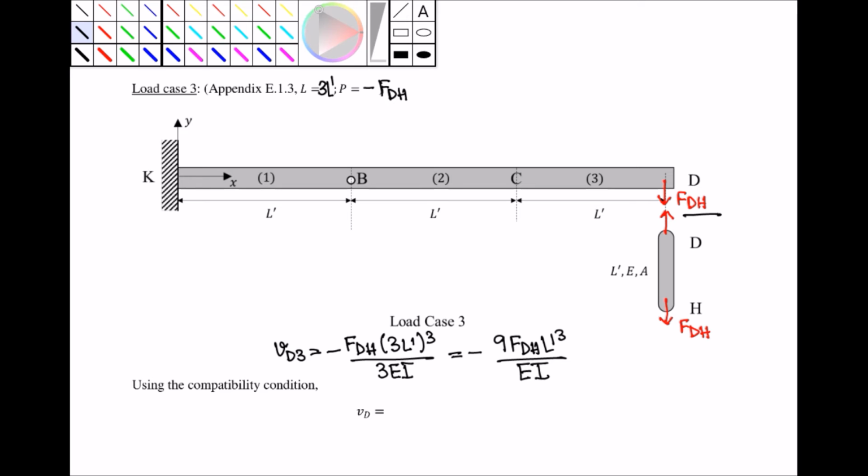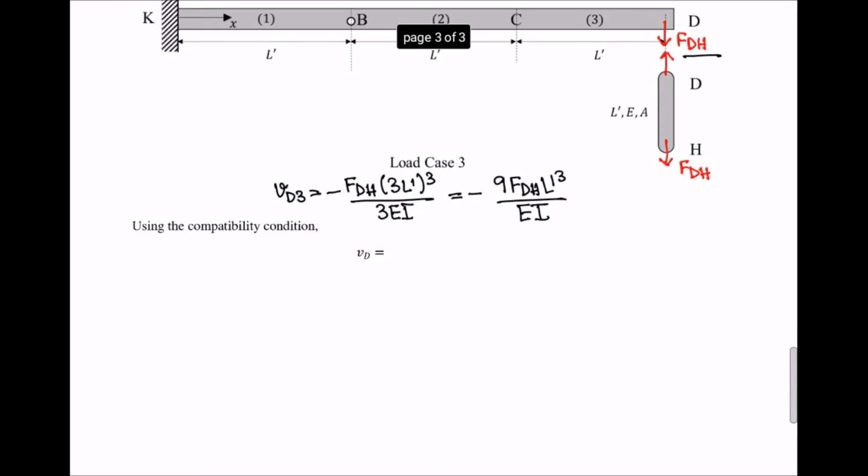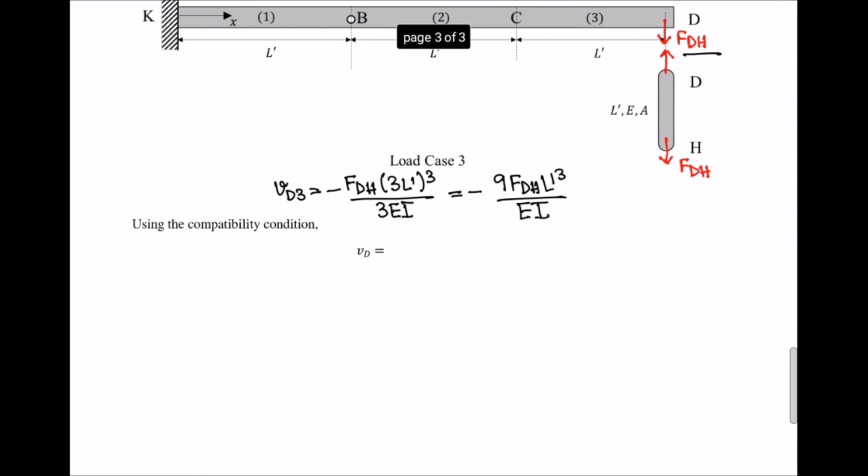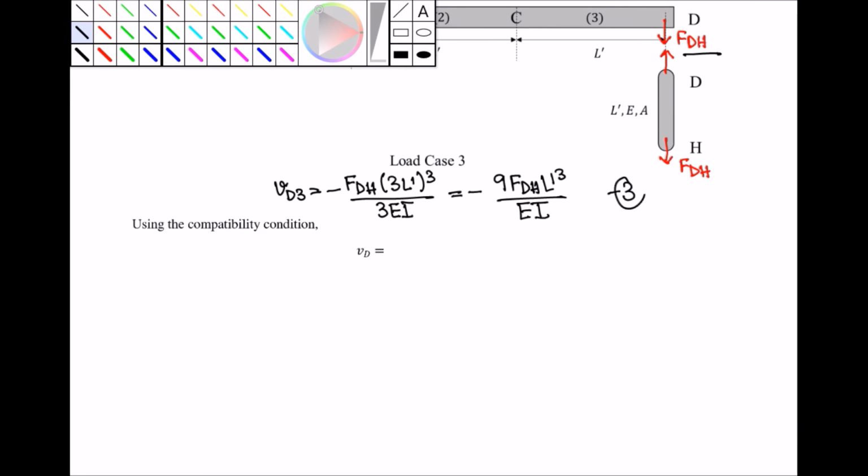By superposition now, we know that the deflection at end D is going to be the sum of all three deflections that come from equations 1, 2 and 3. In other words, we can say Vd is equal to Vd1 plus Vd2 plus Vd3.